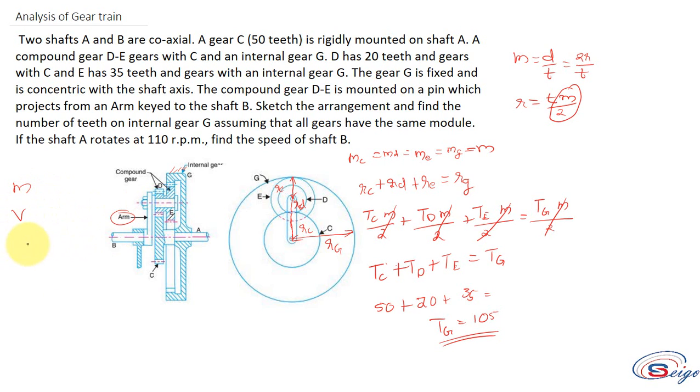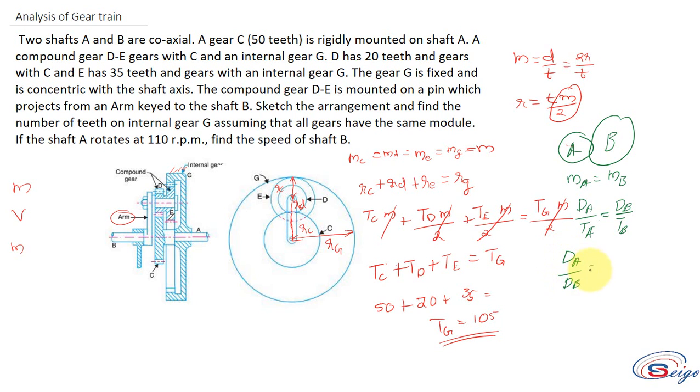So when two gears mesh, say this is gear A and this is gear B, the module should be the same. That means MA is equal to MB. So what you can tell is dA by TA is equal to dB by TB, or dA by dB is equal to TA by TB.